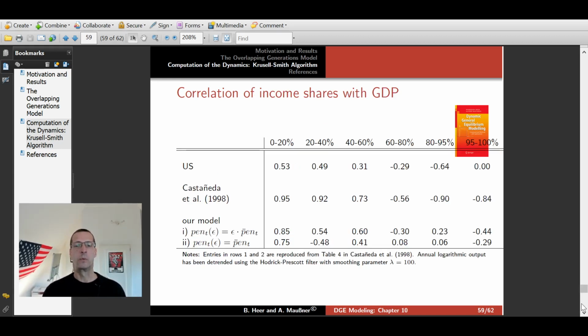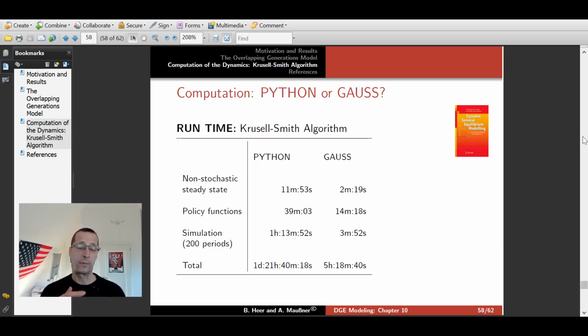And of course, when we simulate the model, we can also keep track of the income shares and compute the correlation with GDP. That's what we have done in this result table. We applied the Hodrick-Prescott filter to the income shares and to log GDP using the smoothing parameter lambda equal to 100, the standard value for annual data. To compute this for quarterly data, you can imagine that computational time goes up by a factor of 4 because we have to increase the number of simulation periods.